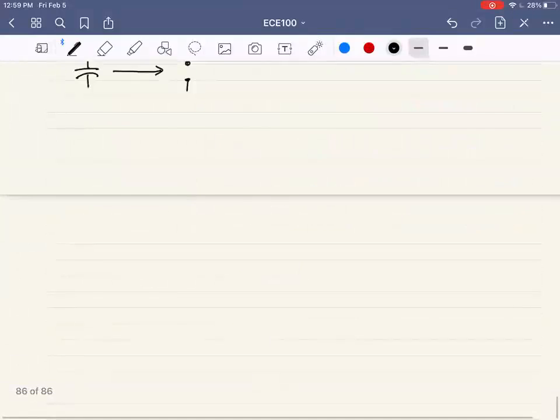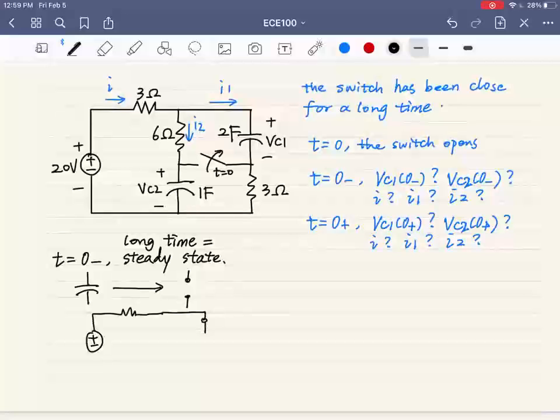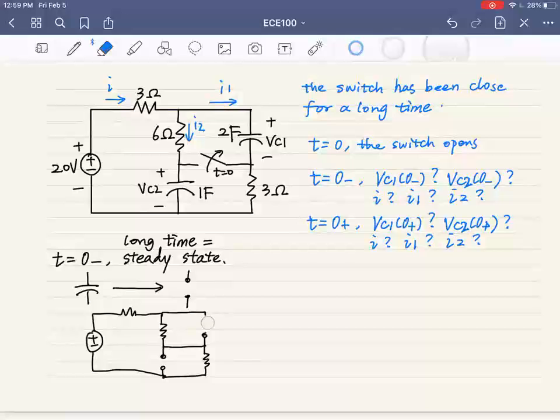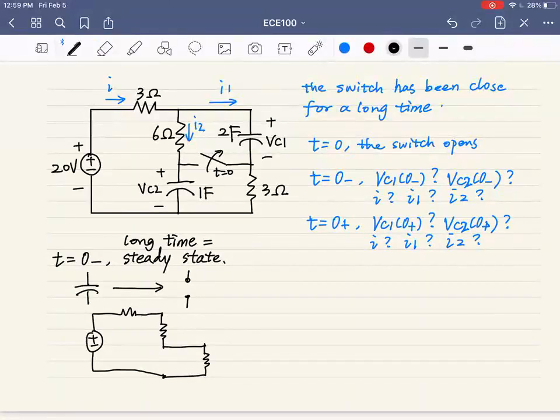So it will be a good time to redraw the circuit. Switch is closed. Capacitor is open. Great. So let's further remove the unnecessary wire. We'll get a very clear and simple circuit, right? The voltage of the source is distributed on these three resistances: 3, 6, 3. So we are able to know the voltage across them according to the voltage division law are respectively 5 volts, 10 volts, 5 volts, right?